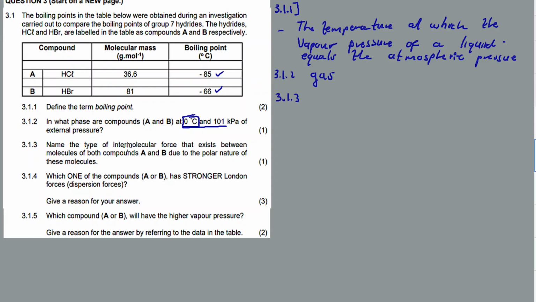3.1.3. Name the type of intermolecular force that exists between the molecules of compounds A and B due to the polar nature of these molecules. All right.